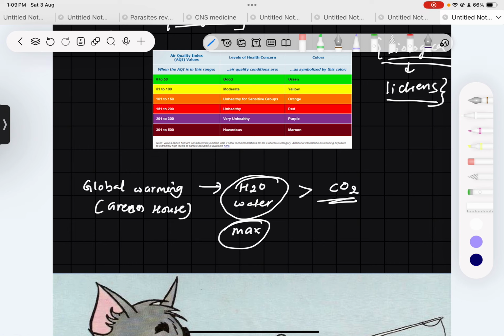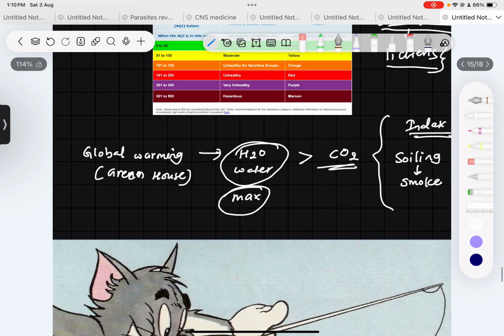Now there are two indexes we have to remember. One is the soiling index and another is the GREET index. The soiling index is due to smoke and the GREET index is due to dust.